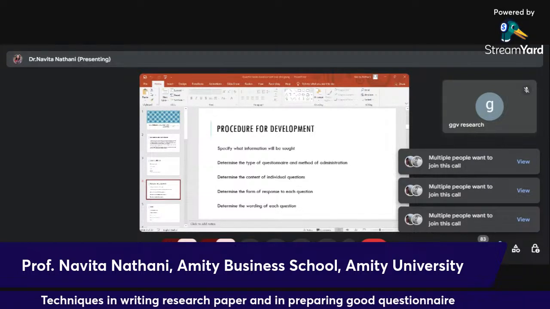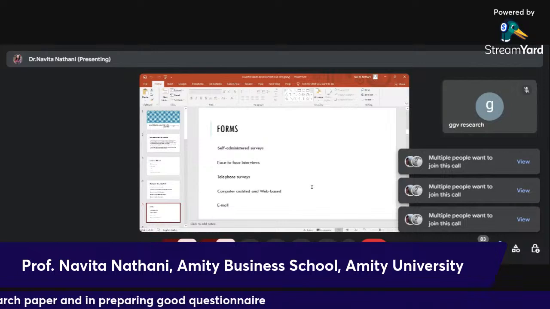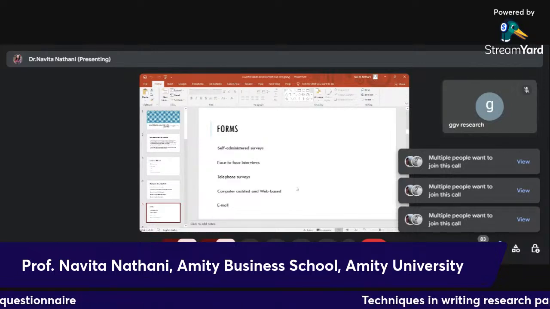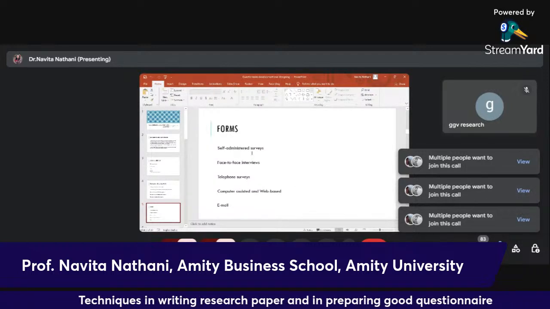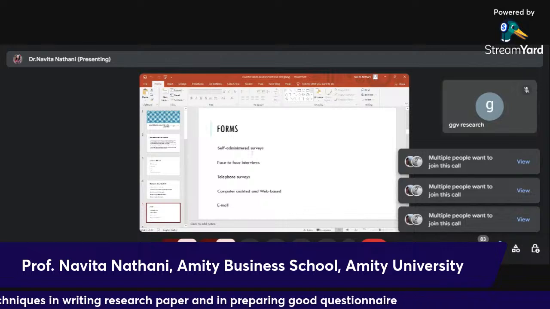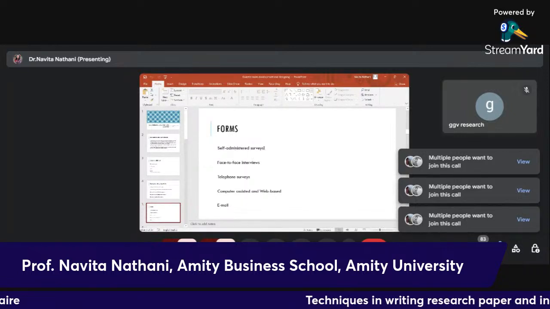And further, these are the ways of different forms of questionnaire or different forms by which we can do these surveys. So one is the self-administered survey. This is a kind of survey which we are doing with the help of, like हमने questionnaire send कर दिया.